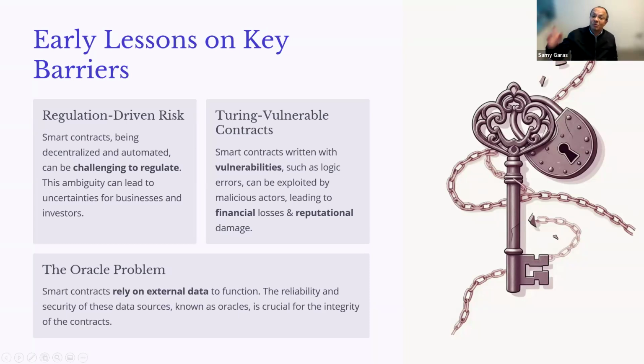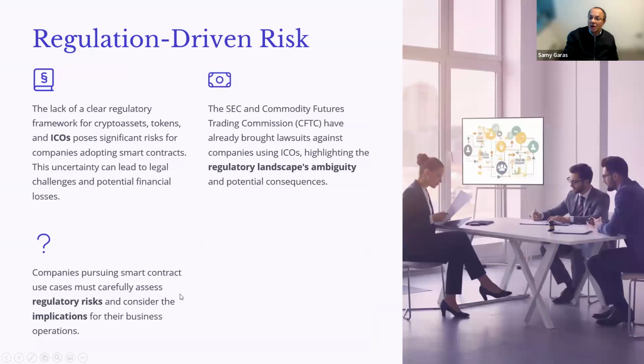But here is the point. What will happen if the Oracle, the third-party service, gives the wrong information? We cannot control the Oracle, by the way, and this is the reason we call it the Oracle problem, because the Oracle brings data from outside the smart contract boundary. So smart contracts rely on external data to function. The reliability and security of the data source, the Oracle, is crucial for the integrity of the contract. But sometimes we might get wrong data, and then we end up making a wrong transaction.